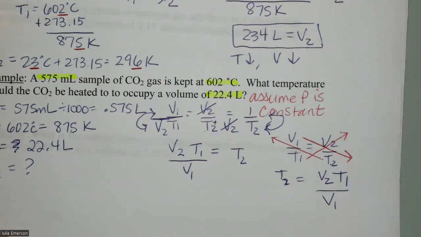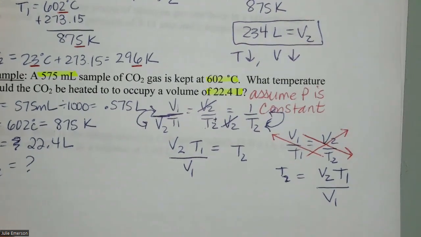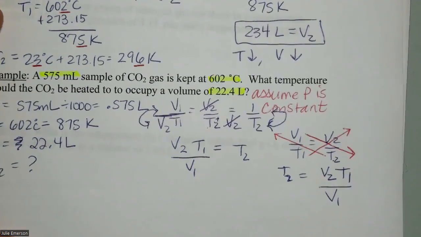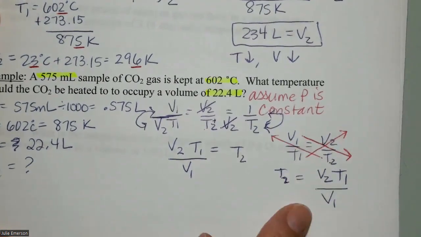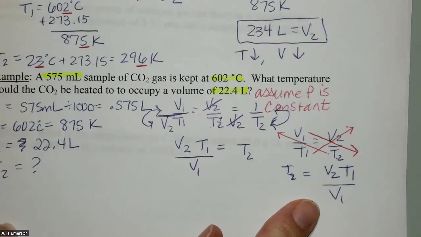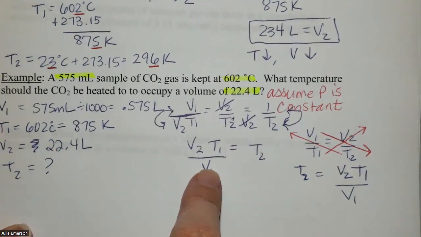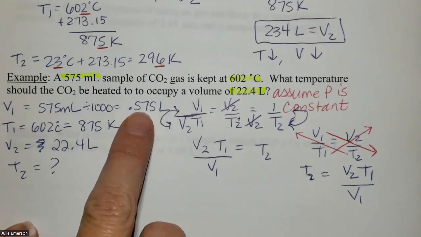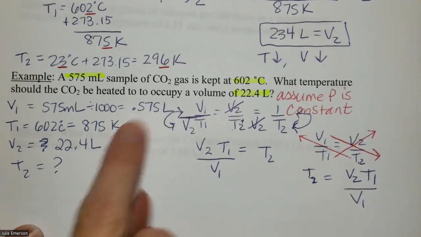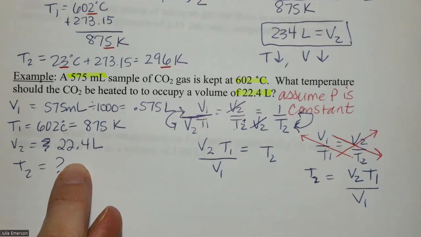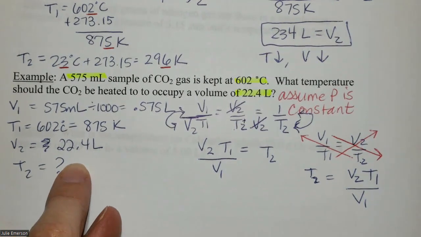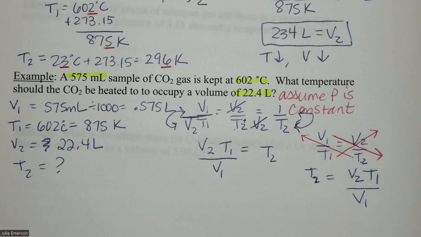So you pick whichever one you like better, whether you just want to flip the formula and solve for T2 or just make sure everything goes diagonally. But we get the same formula either way. This is another one because the algebra might be a little bit harder. What do we expect, right? What we see here is that the volume is going way up, which means temperature should be going way up. So let's see exactly what happens.